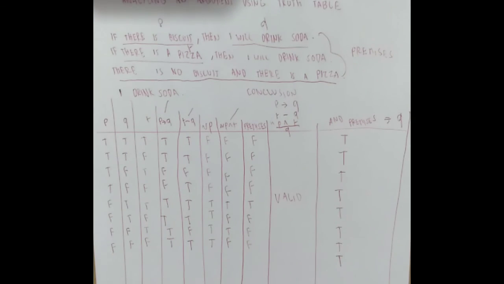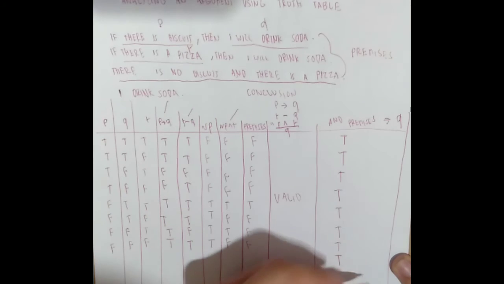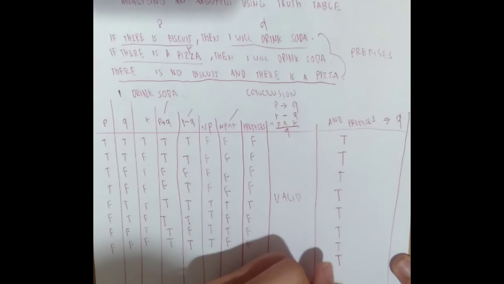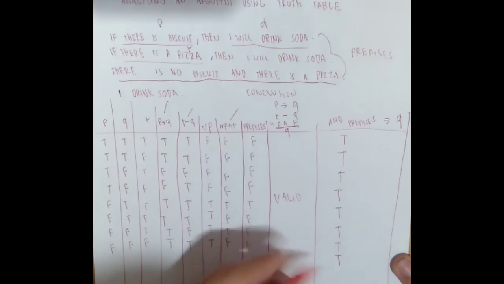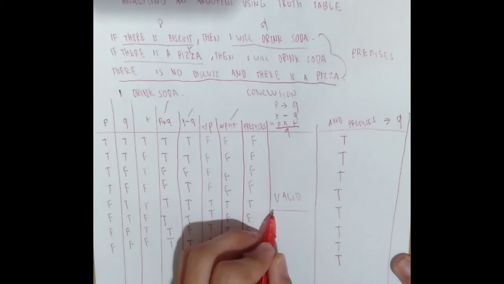All truths in this column are called a tautology. And if we get that in our final column, then our argument is valid.